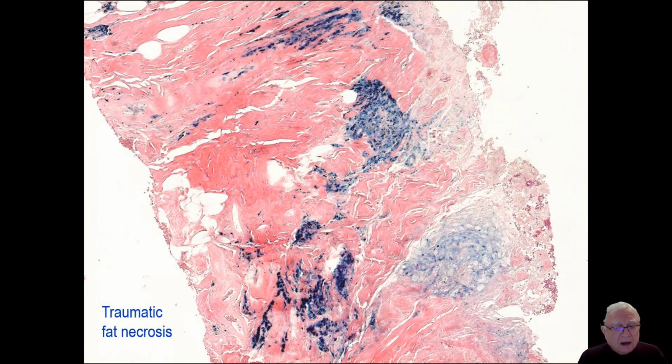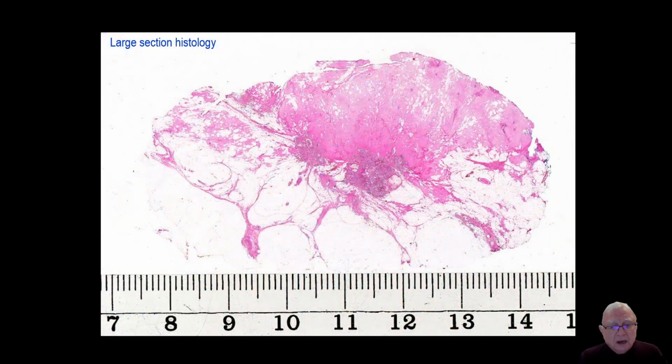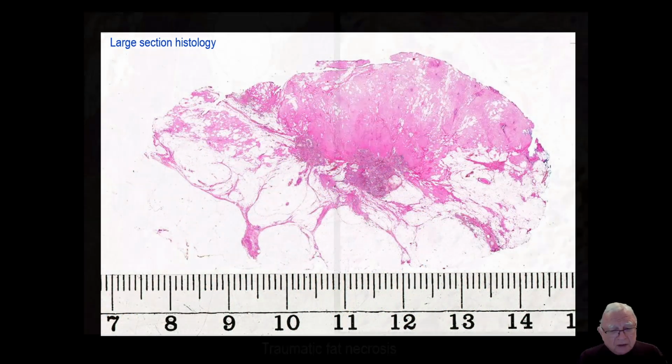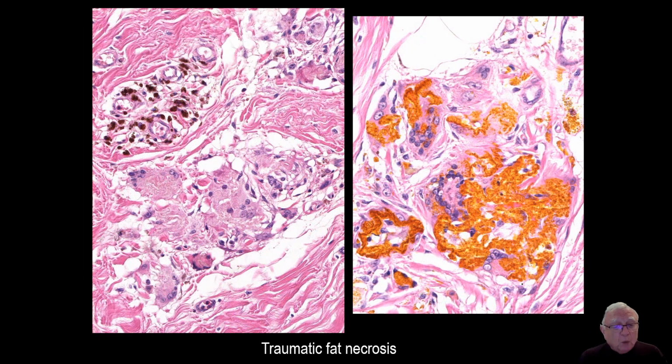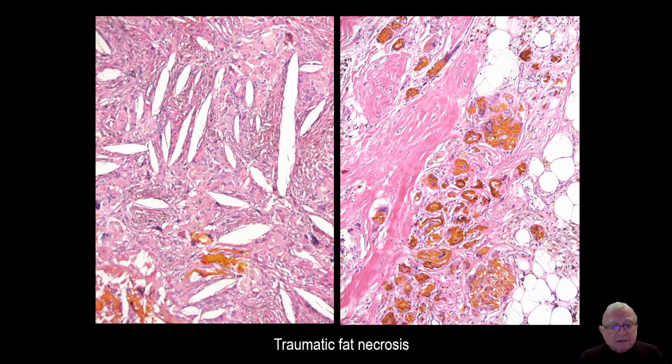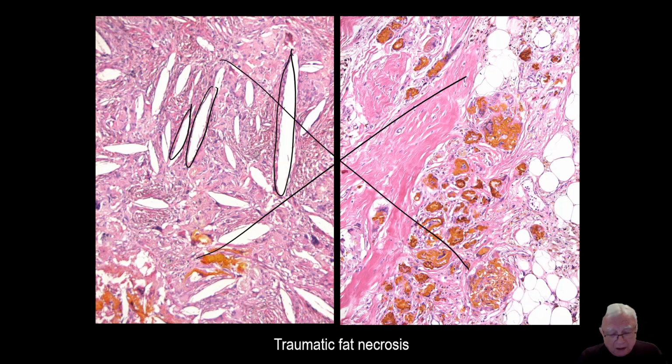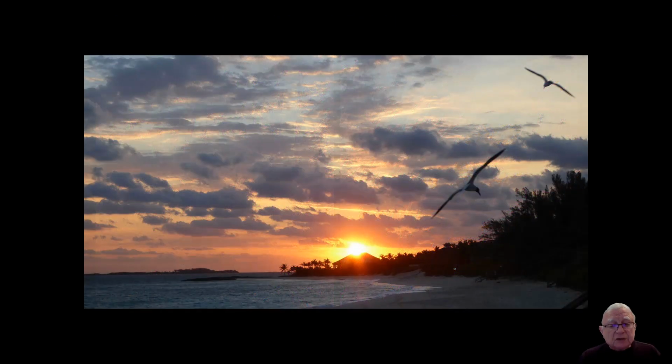And of course, you take out the whole quadrant. And this is the result of segmentectomy: hemosiderin, aging blood, no carcinoma whatsoever. This is traumatic fat necrosis. These are cholesterol crystals. There is no malignancy here. There was trauma, traumatic fat necrosis.